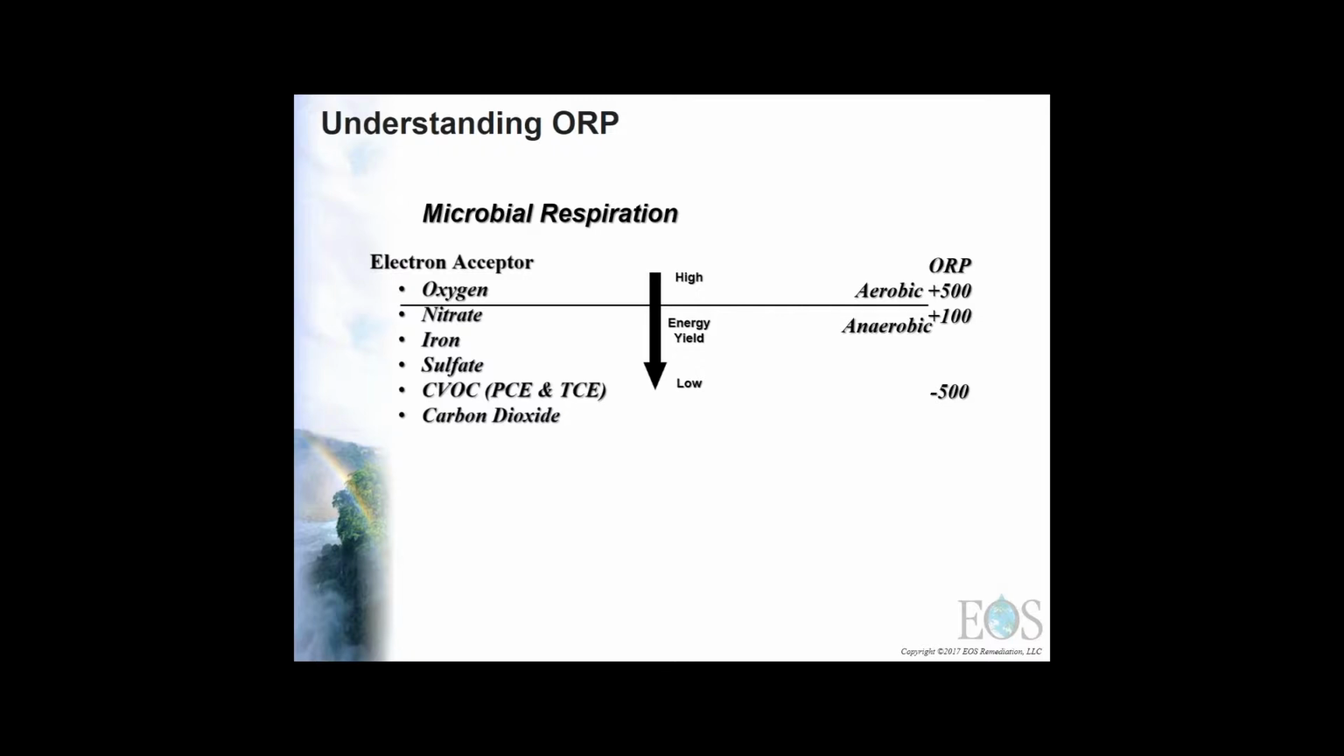You can actually completely deoxygenate an environment and still have an ORP that is plus 100. So I always tell people to rely on both their field measurements like DO and ORP, but also to test for things like nitrate, iron, and sulfate to find out where on this redox ladder your site is.